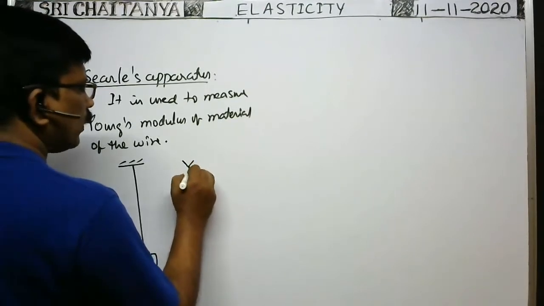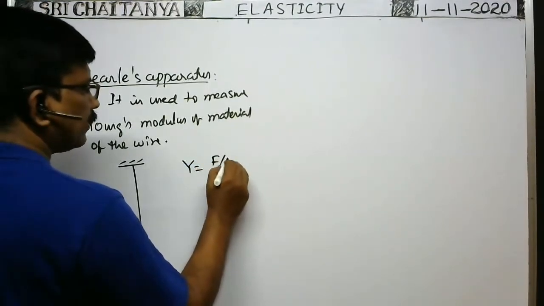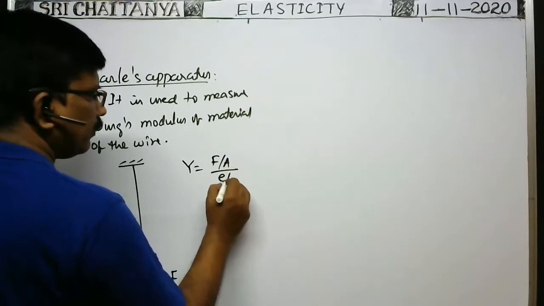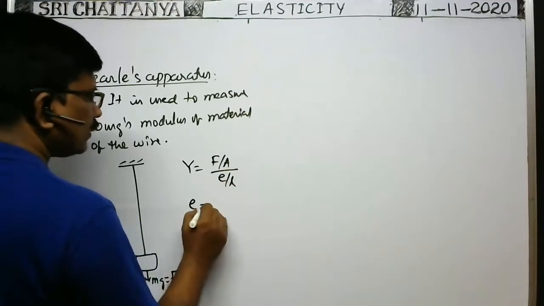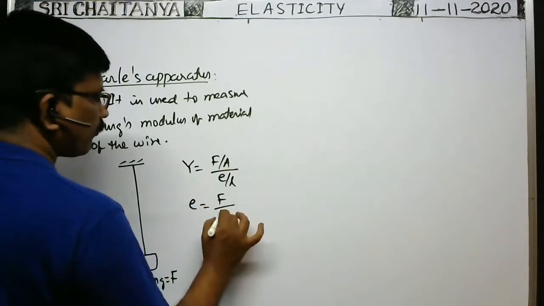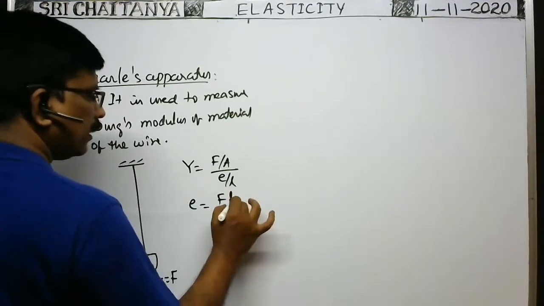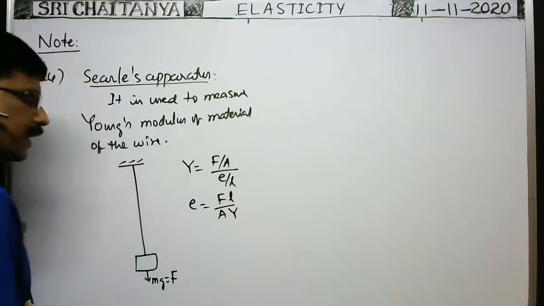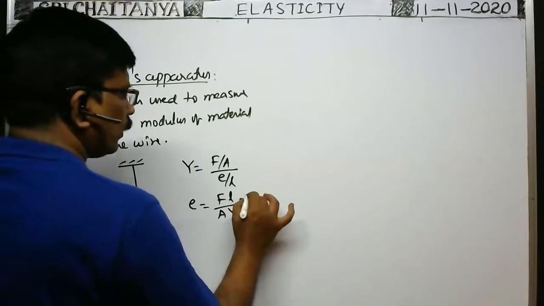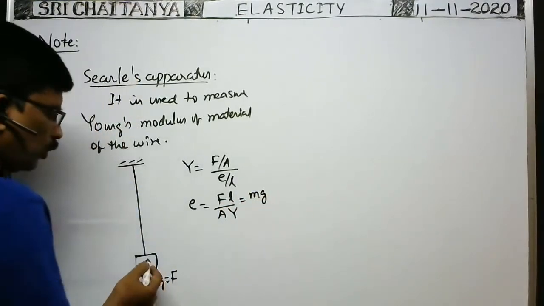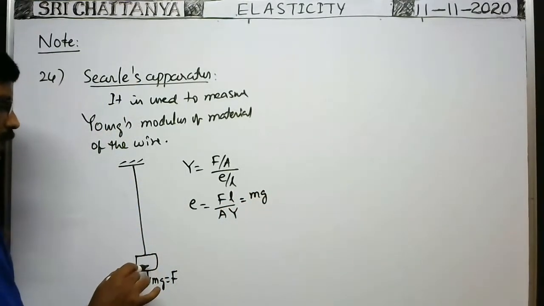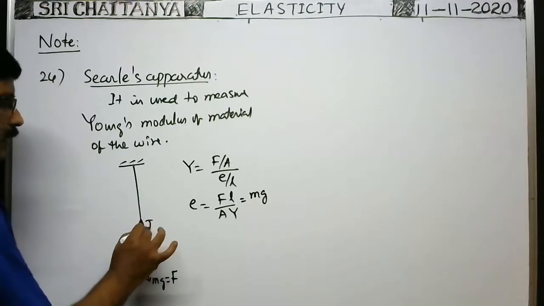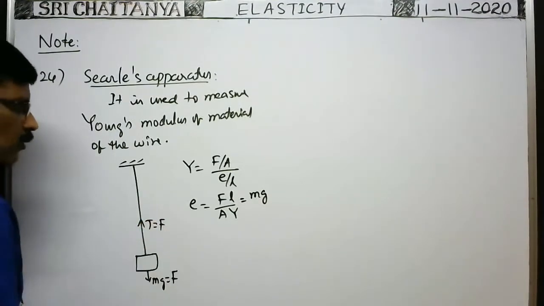From the formula, Young's modulus Y is equal to F by A, that means stress by strain, that is, E by L. From this, elongation E is equal to F by A, L by Y. Here F means the load attached, mg, the load suspended. Whatever the load suspended, that amount of tension is developed in the string, which is equal to the restoring force developed.